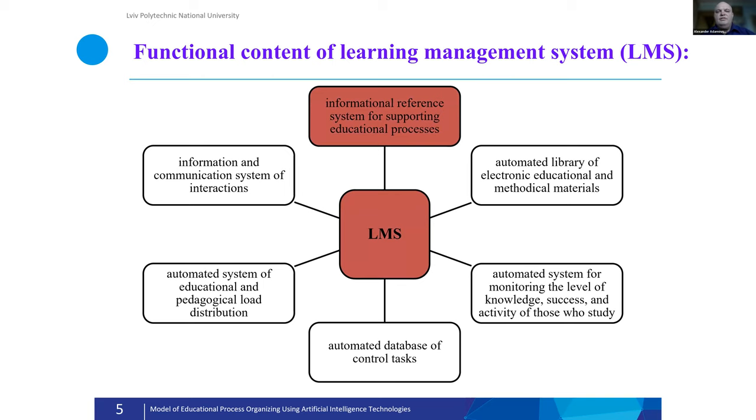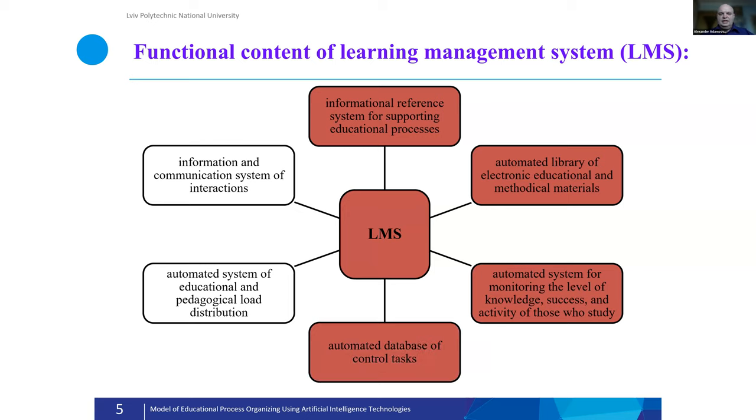The functional content of the existing learning management system is an informational reference system for supporting the educational process, an automated library of electronic educational and methodical materials, which is what we have already. There is also an automated system for monitoring the level of knowledge, success, and activity of those who study, an automated database of control tasks, an automated system of educational pedagogical load distribution, and an information and communication system of interactions.